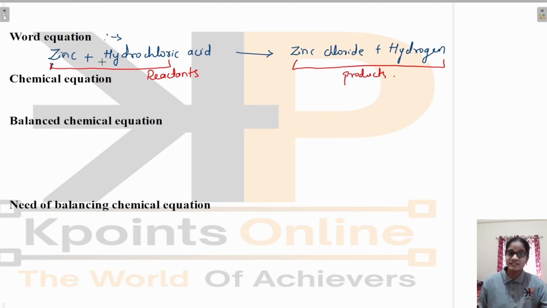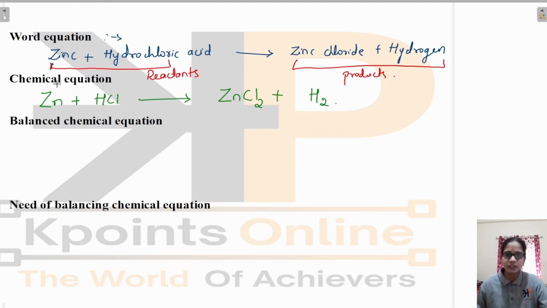I can also represent this equation in the simplest form by writing the symbols for elements and compounds. Zinc, Zn, plus HCl gives ZnCl2 plus H2. This is a representation of a chemical reaction in the form of an equation. So we write the symbols for elements and compounds in order to represent the equation. This is called a chemical equation. So what is a chemical equation? It is a representation of a chemical reaction in the form of symbols. These are called reactants and these are called products.